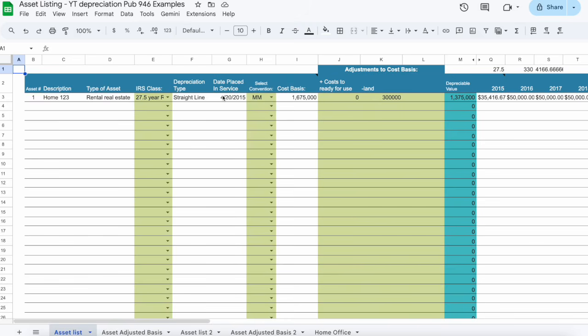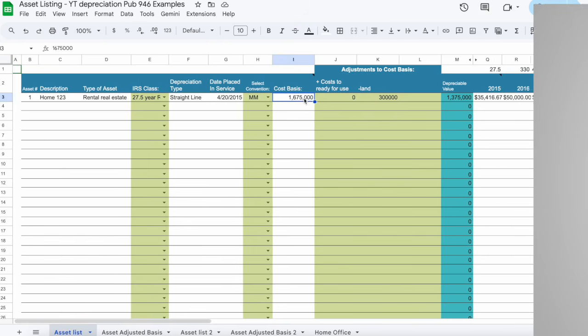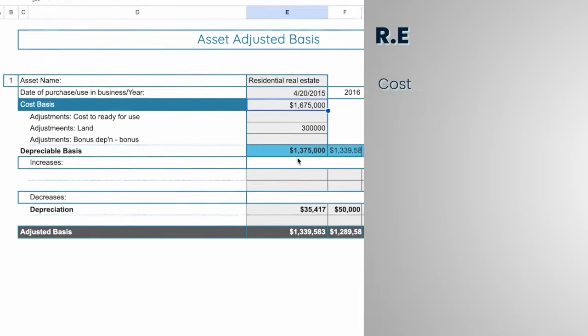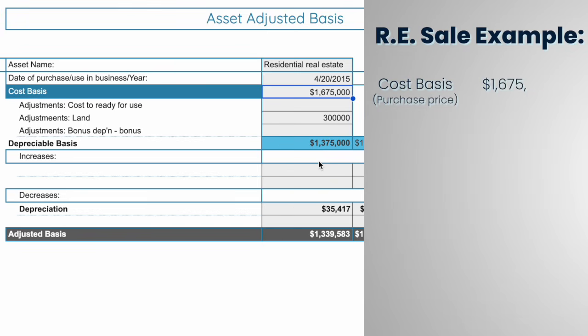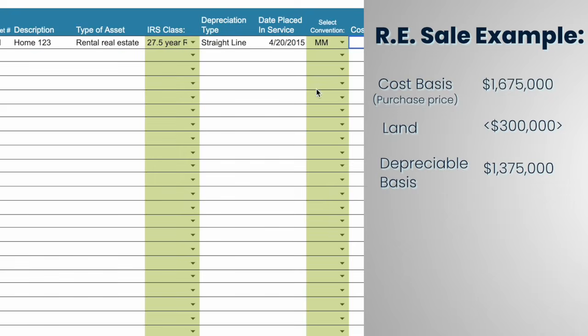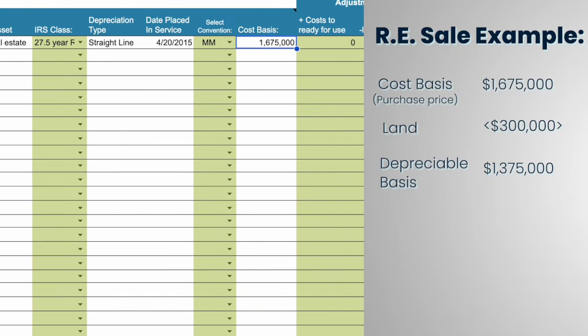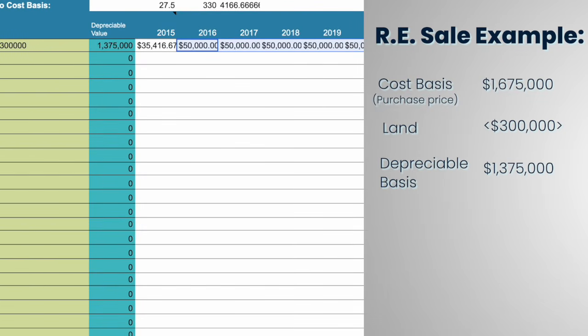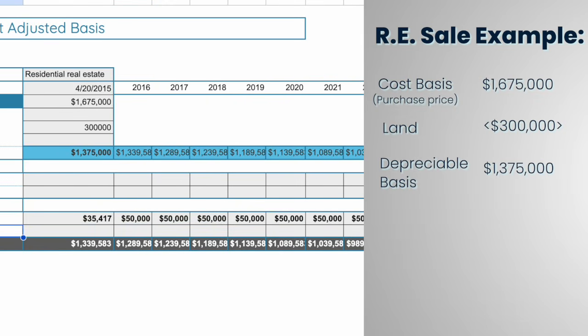Okay, let's jump into our example. Okay, so in this example, we started with a cost basis of $1,675,000. Because land isn't depreciated, we subtracted that out, and that got us to our depreciable basis of $1,375,000. Then our depreciation each year is straight line, coming from our asset listing depreciation calculation worksheet. And if you have questions on how that was calculated, be sure to check out the last video.